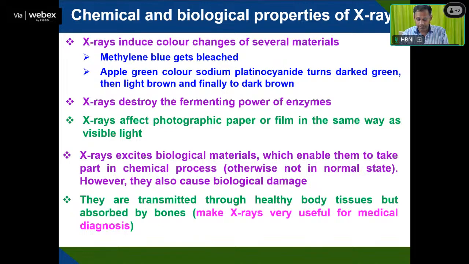X-rays are transmitted through healthy tissue but absorbed in bone, and because of that we use X-ray film. X-rays are used for medical diagnosis because the bone in our body is made up mostly of hydroxyapatite, with calcium as the main constituent. So it can't propagate through high calcium, but through tissue, where hydrogen is present, it can propagate. So you see the bone structure on the photographic X-ray film.